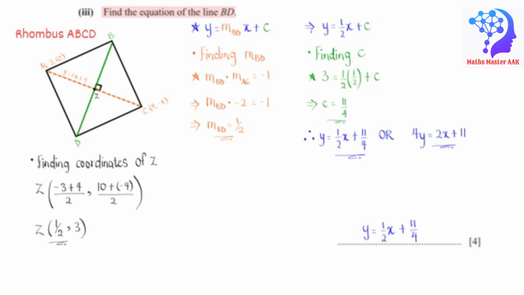The two diagonals AC and BD have a common midpoint, which we have labeled as Z. The x coordinate of this midpoint is (-3 plus 4) divided by 2, which is half, and the y coordinate of the midpoint is (10 plus -4) divided by 2, which gives us 3. When we substitute these coordinates into our equation, we have 3 equals half times half plus c. When we make c the subject, we get 11 over 4. Hence, y equals half x plus 11 over 4.